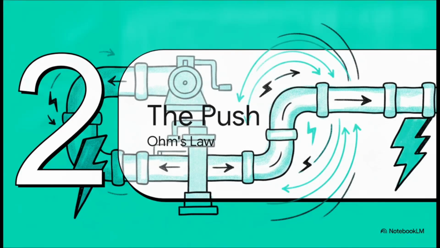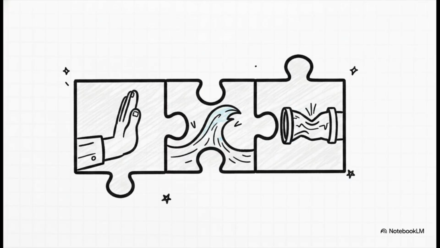Moving right along to step 2, the push, Ohm's law. But here's a question for you. Water doesn't just flow through a flat pipe all on its own, does it? No, it needs a pump. In electricity, that pressure is governed by Ohm's law, V equals I times R.